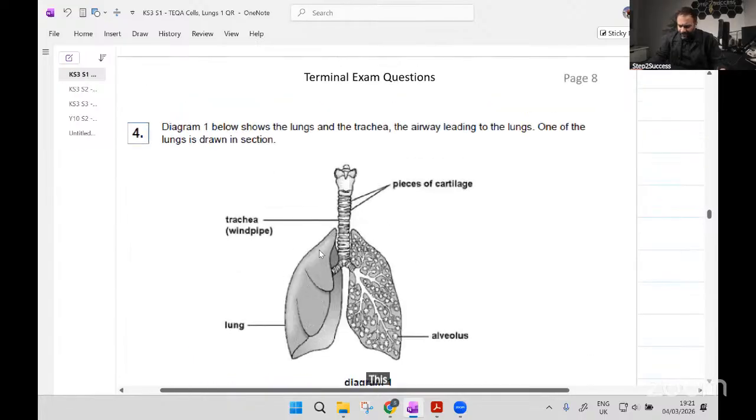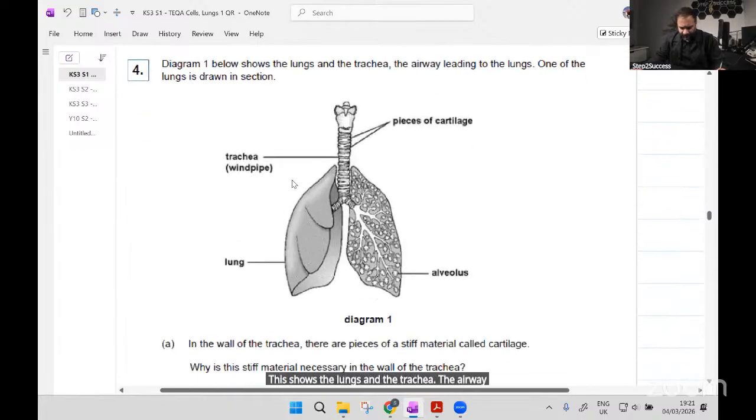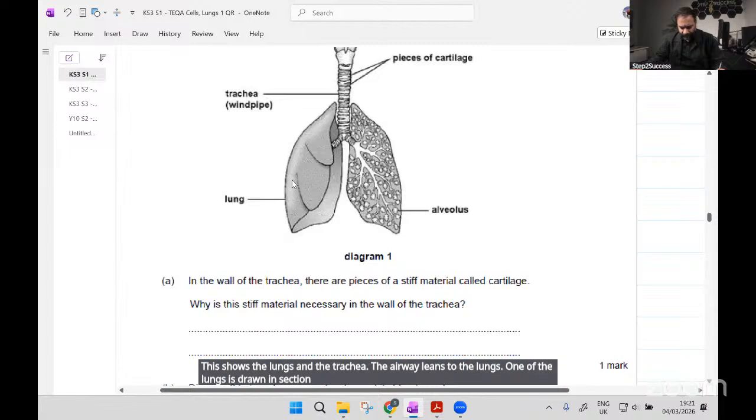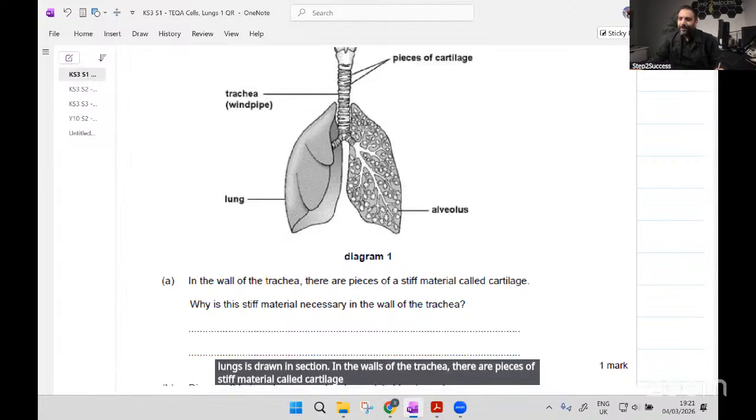This shows the lungs and the trachea. The airway leads to the lungs. One of the lungs is drawn in section. In the walls of the trachea, there are pieces of stiff material called cartilage. Why is it necessary in the wall of the trachea?